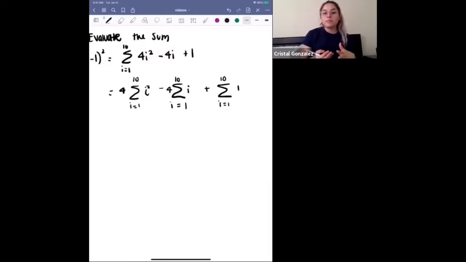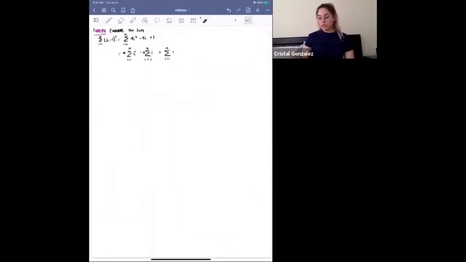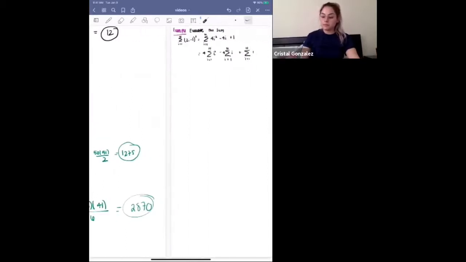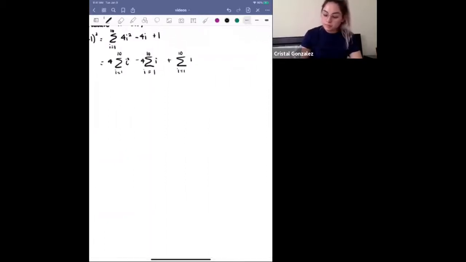Now, if we take a look at this, here I have an i squared term, here I have an i term, and here I have a constant term. So if we go back and look at our properties, we already know how to evaluate something that's i squared given an n value. We know how to evaluate something with i given a value. And if it's just a constant, we learned that it's going to be n times k. Okay? So now let's plug in the formulas that we know.